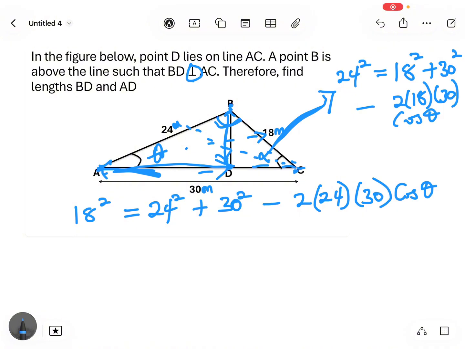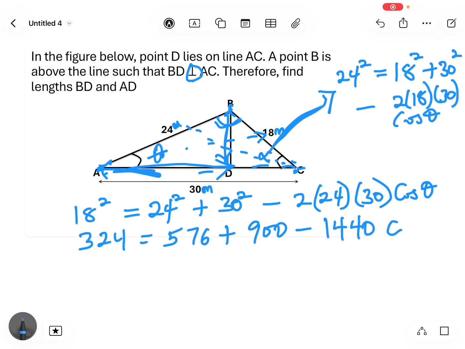Then you can say, what is our 18 squared? That's 324, equals what? Our 24 squared is 576, plus 900, minus 2 times 24 times 30, that is 1440 cos theta. Then you can transfer all these values to the other side. You have 324 minus 576 minus 900.